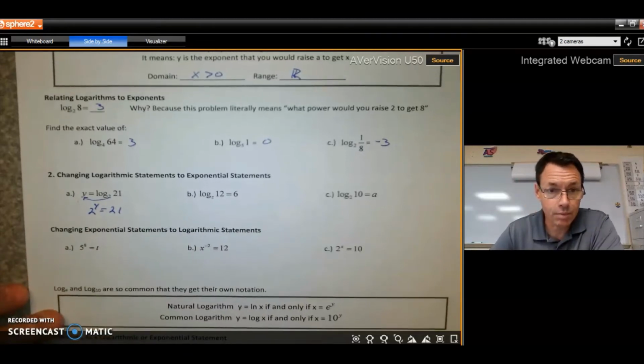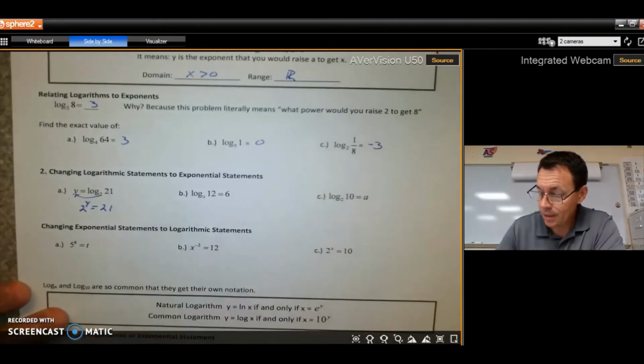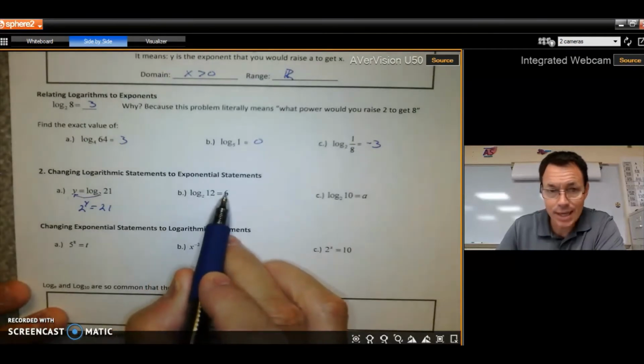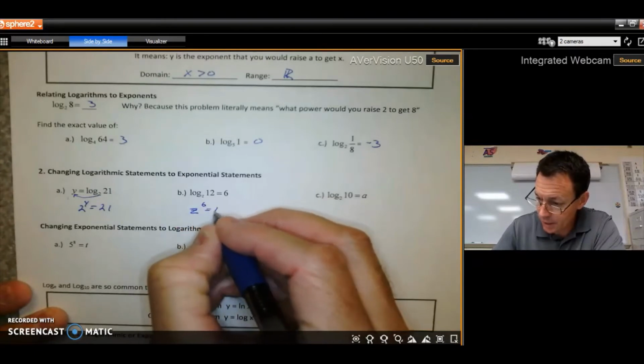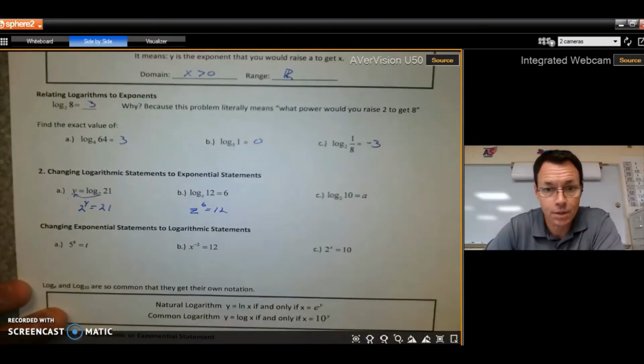That's it. That's all you need to be able to do. For example B, this base to this exponent. That's what that is. That's an exponent. So z to the 6th power equals 12. That's it. That's all we're doing.